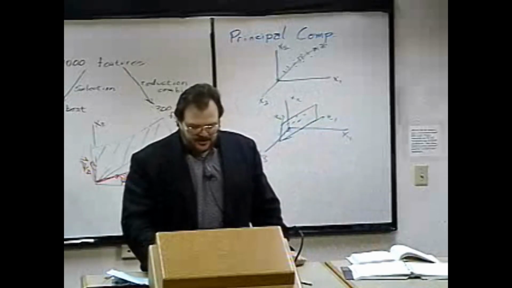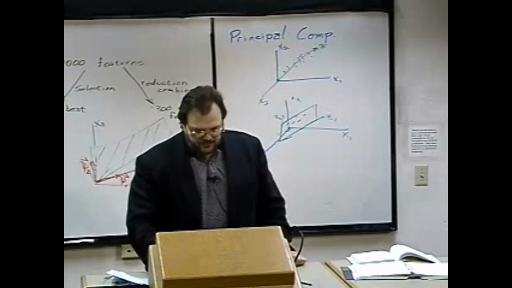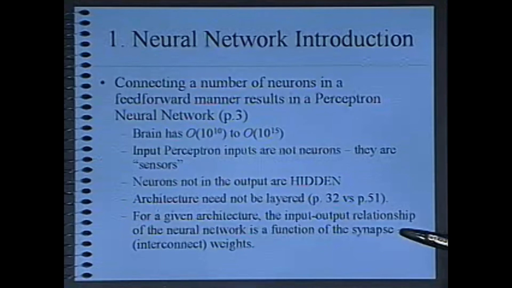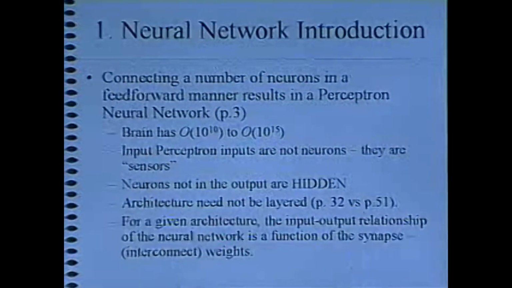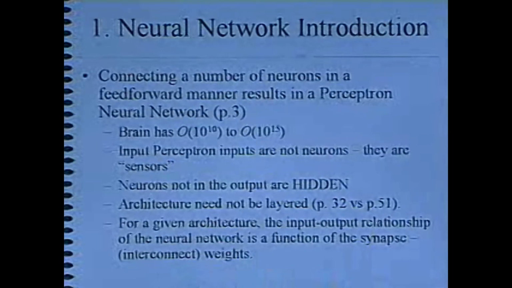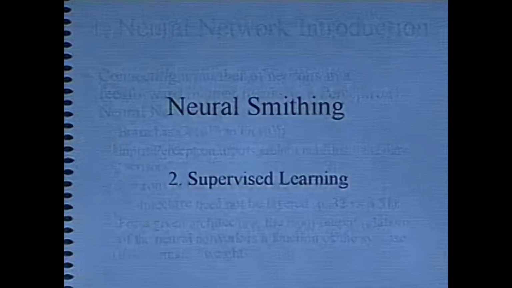So again, the MLP need not actually be layered. And again, we emphasize that for a given architecture, the input-output relationship of the neural network is a function of the synapse or the interconnect weights. That is what determines the input-output relationship. So, given a data set that you would like to emulate the input-output relationship with, for example, the basketball players and the jockeys, we would want to choose the synapses which allow a good classification, a good representation between them.